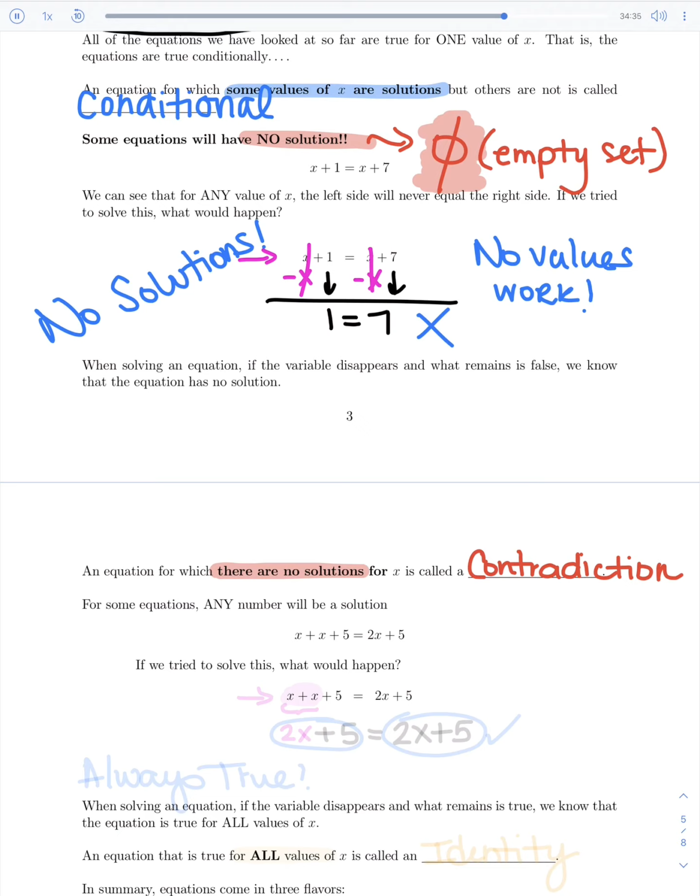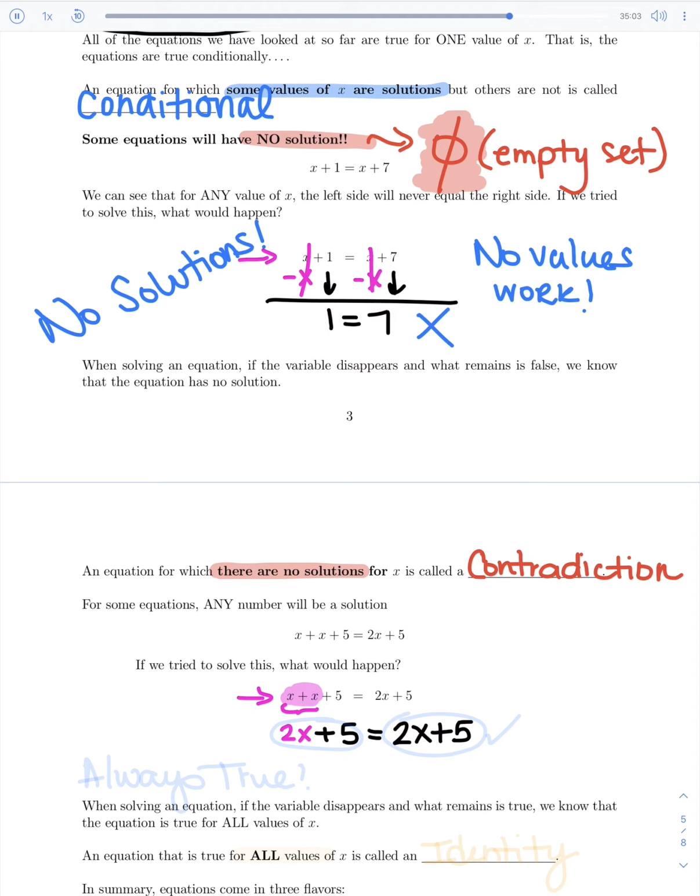As opposed to, let's look at this last one, right here at the beginning of the next page. What you would do is say, oh, well, look, I have some like terms on the left-hand side. I have an x and an x, and they're on the same side, so I can add them, and that will become 2x. So I've got a 2x plus 5 equals a 2x plus 5.